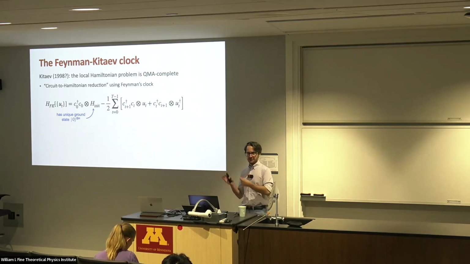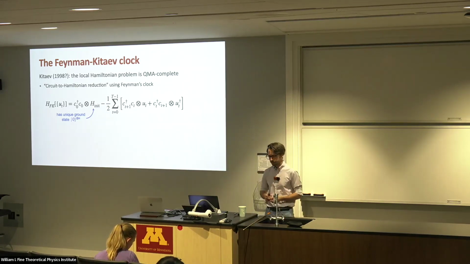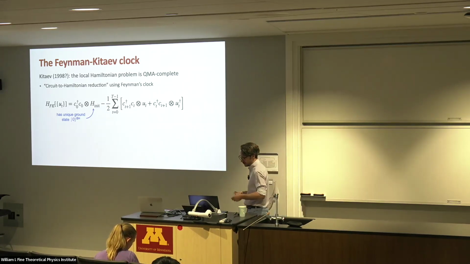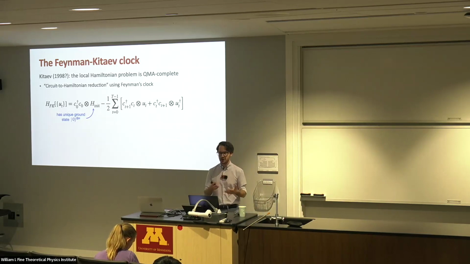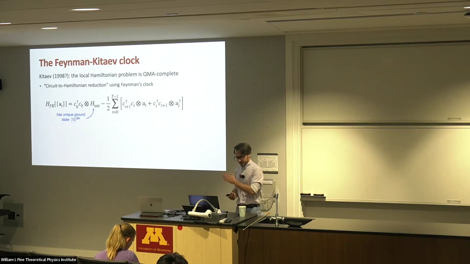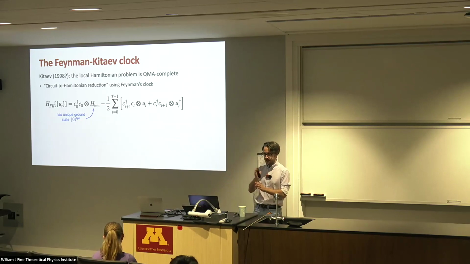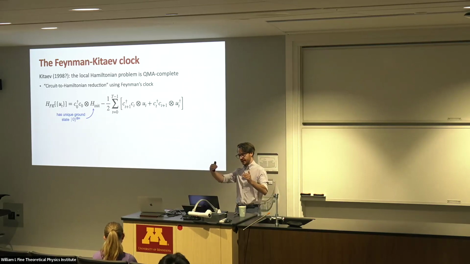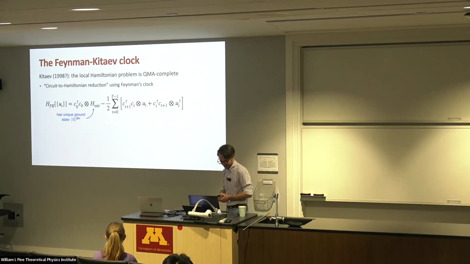So in particular, if somebody gives you a candidate ground state for your Hamiltonian, you can measure the energy and you can easily say whether or not it has zero energy, let's say, but it may be hard for you to find it. So the way that Kitaev establishes the QMA completeness of this problem is by reducing it from a Hamiltonian problem to a quantum circuit, which then fits within the existing framework for QMA. And the way that he does this is through this circuit to Hamiltonian reduction using precisely Feynman's clock.